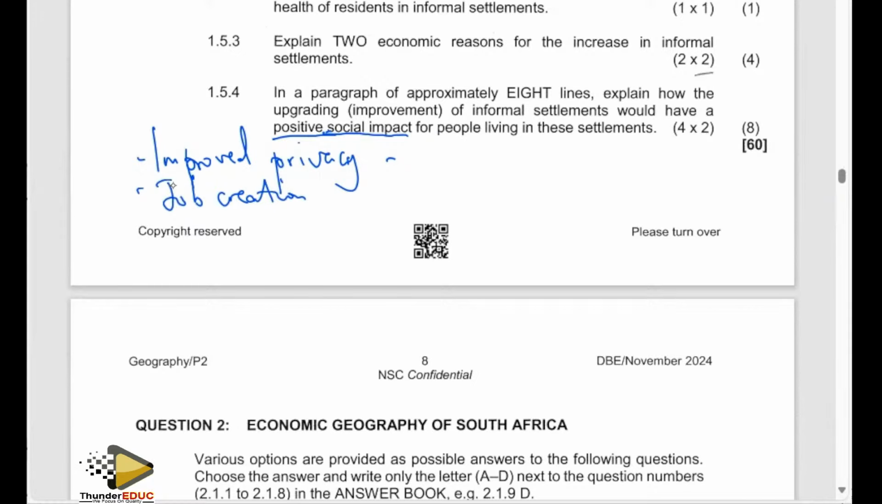And also, we can talk of reduced crime. In that situation, criminal activities are more frequent given the disorder within the settlement. The structures are not decent and people can just behave anyhow. And given that they now have decent structures, it will imply that the level of crime is going to reduce. And you can also talk of the general improvement of the quality of life.